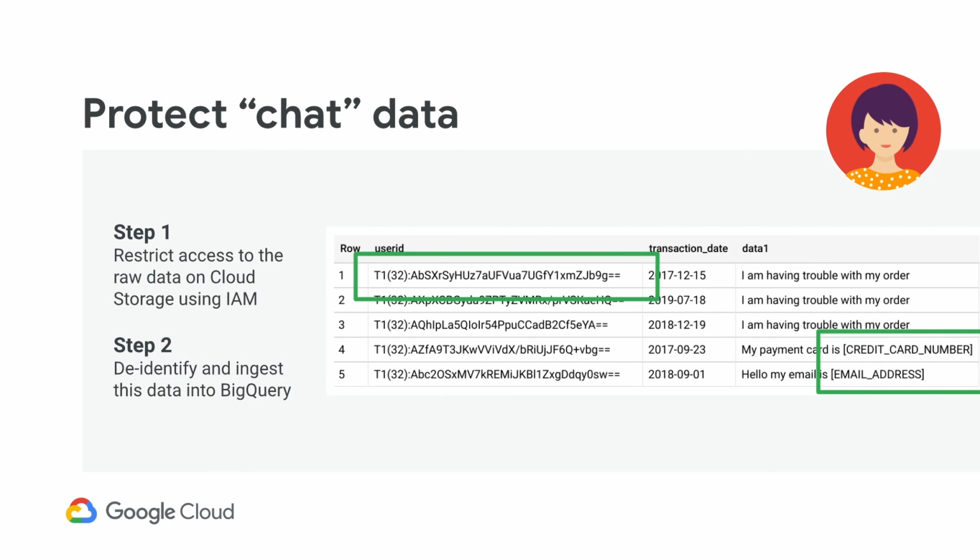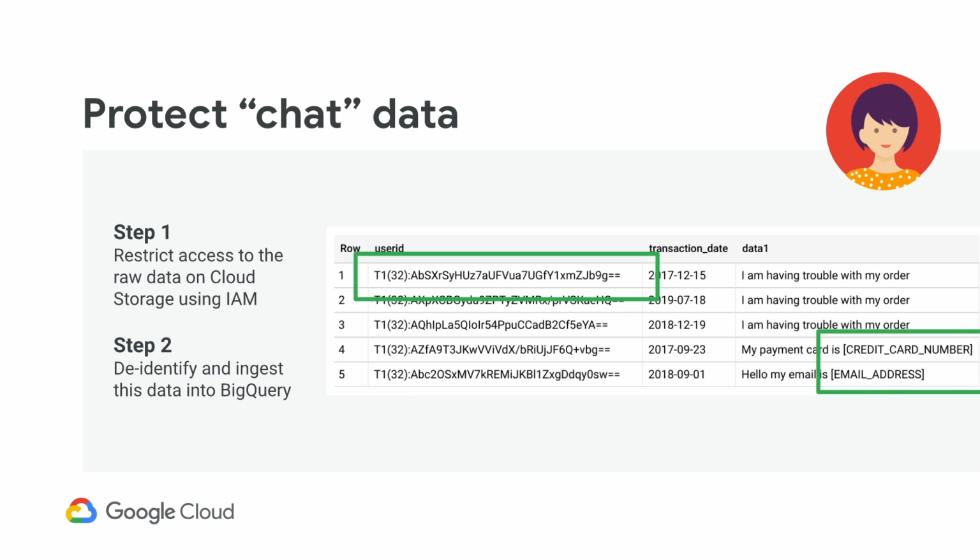So step one, Angie is going to restrict access to that raw data sitting in cloud storage, using our identity and access management, simply to make sure that it is not widely exposed. And step two, she's going to create a pipeline that will de-identify and ingest this data into BigQuery. This is important because this data is coming in constantly. These customer support chats are updated maybe hourly, maybe daily, maybe weekly. But as that data comes in, we want to be able to analyze it. So Angie's going to create a simple pipeline that will take that raw data, de-identify it, and ingest it into BigQuery. So it's an automated, repeatable process.